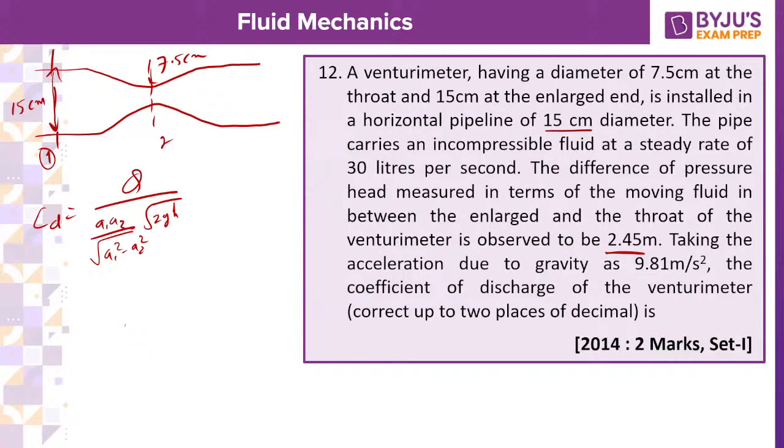Now they have already given that the fluid is having a steady discharge rate of 30 liter per second. That discharge is already given. Now if 30 liter per second is given, Q will be 30 into 10 to the power minus 3 meter cube per second. A1 and A2 can already be calculated because the diameter is given. So this is quite calculative only. A1 is pi d square by 4, and you can change it to meter. Then for A2 it will be pi d square by 4, that is pi into 0.075 square by 4.